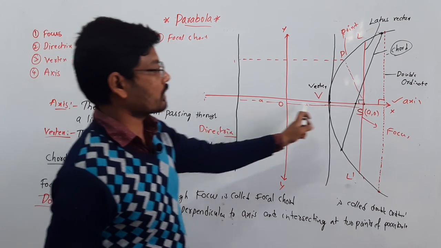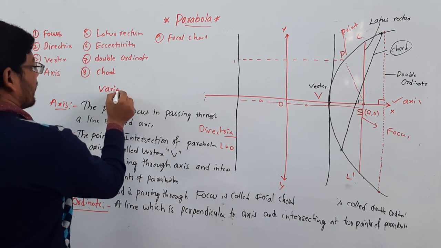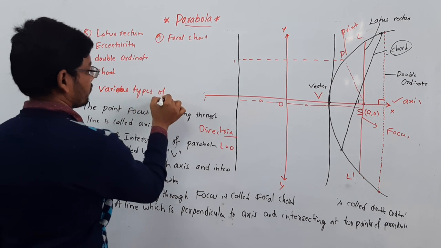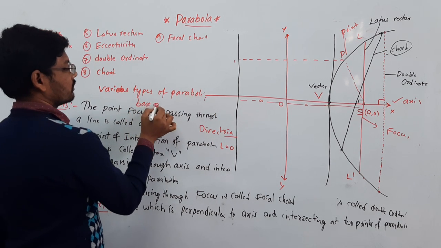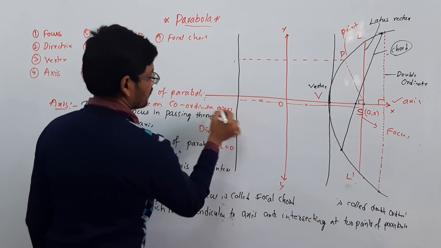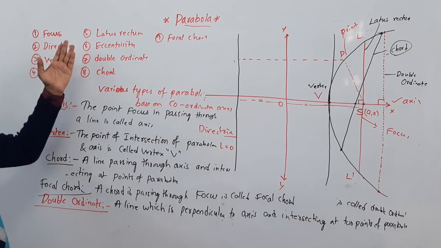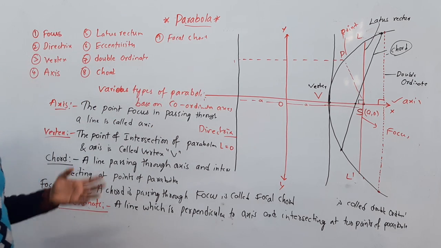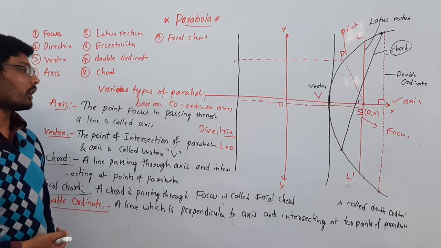Next we have principal axis. Principal axis is nothing but this line here, and we have various types of parabola based on coordinate axis. So in this session we discussed the new definitions of focus, directrix, vertex, axis, latus rectum, eccentricity, double ordinate, chord, focal chord. All these points we discussed, and in the next session we will discuss various types of parabola based on coordinate axis.